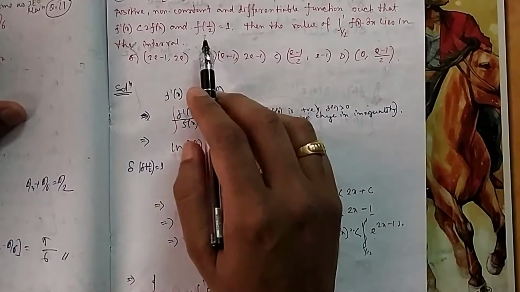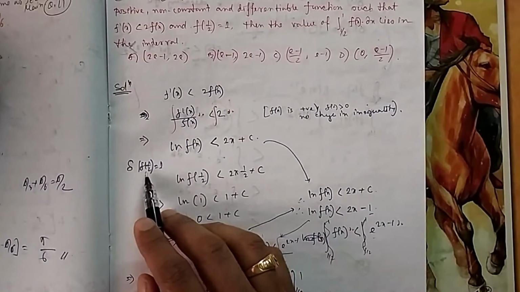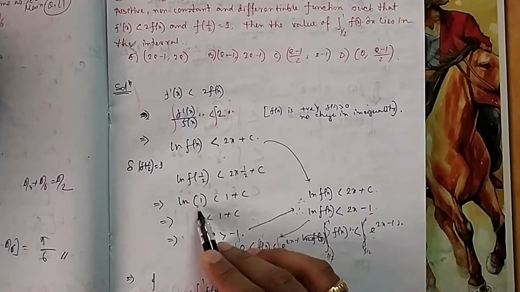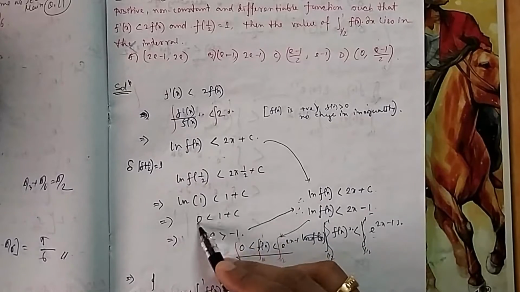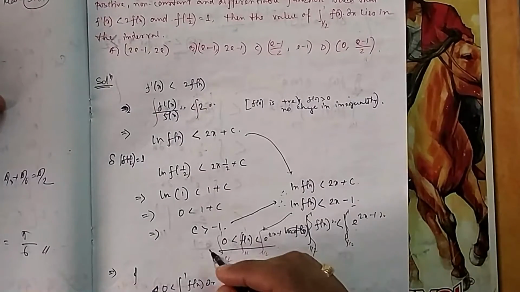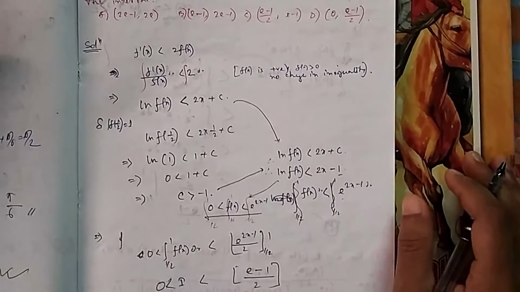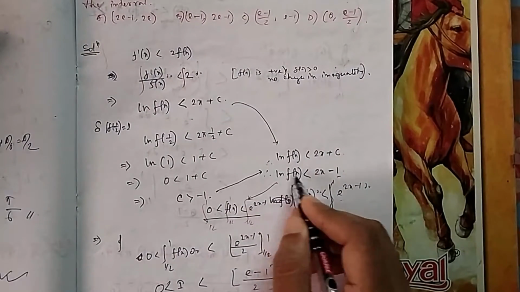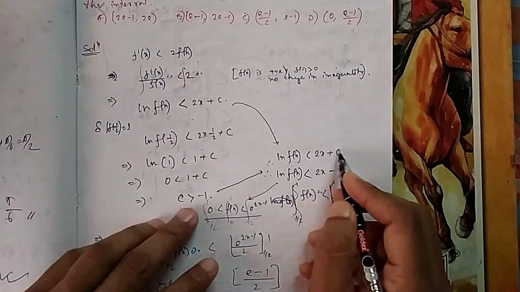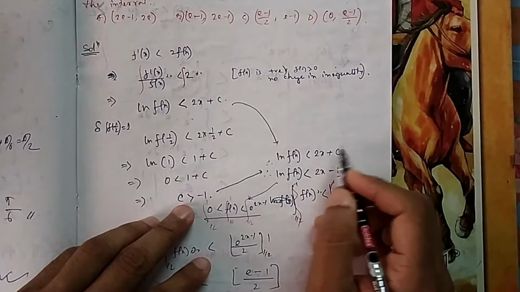Now what is given? Given is f half is equal to 1. So if you put half here, since f half is equal to 1, it is ln 1, and this is 0, less than 1 plus c, or c is greater than minus 1. So if I take the lowest value of c, that is minus 1, it can be anything starting from minus 1. Because ln fx is less than this, if you keep on increasing c, obviously this side will be more.